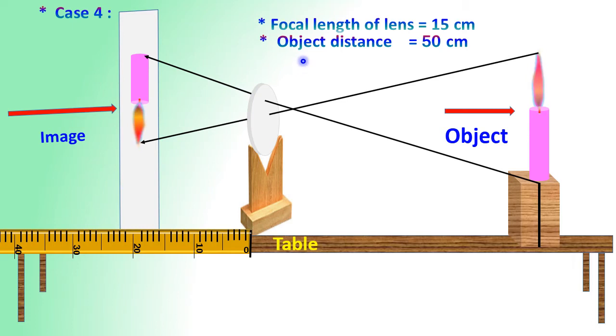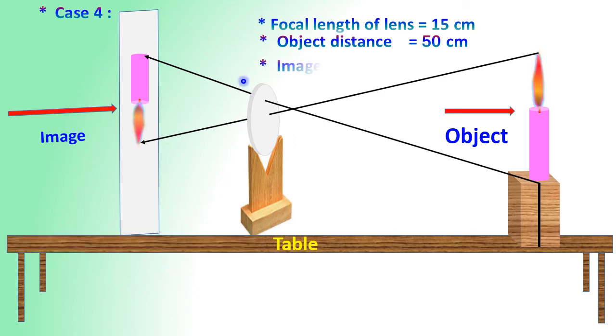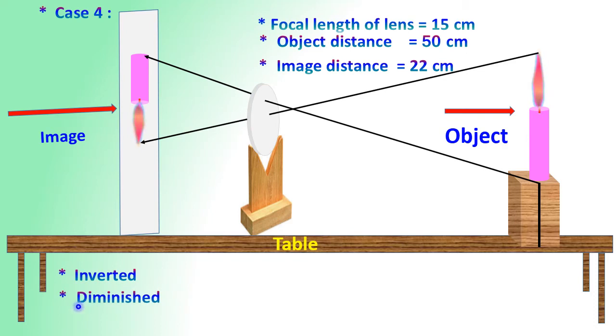So when the object is placed at a distance of 50 centimeters, the image has been formed at a distance of 22 centimeters on the other side of the lens. So note down this image distance equal to 22 centimeters. Finally, we have to study the properties of the image formed. Here, properties are similar, that is inverted image, diminished and real. Image is inverted, diminished, that is small in size, and real image.